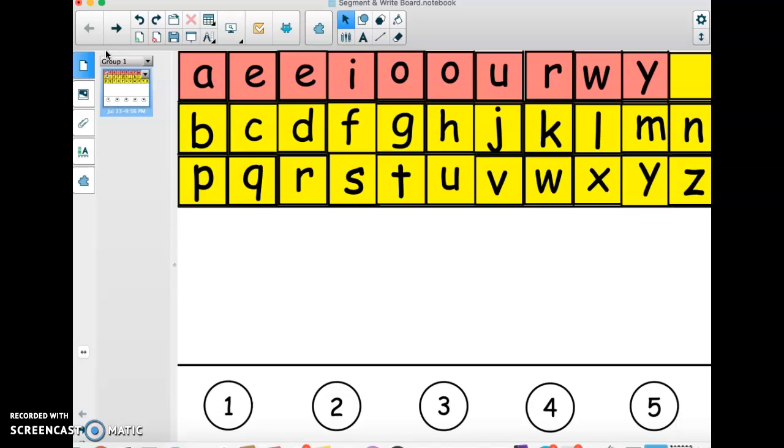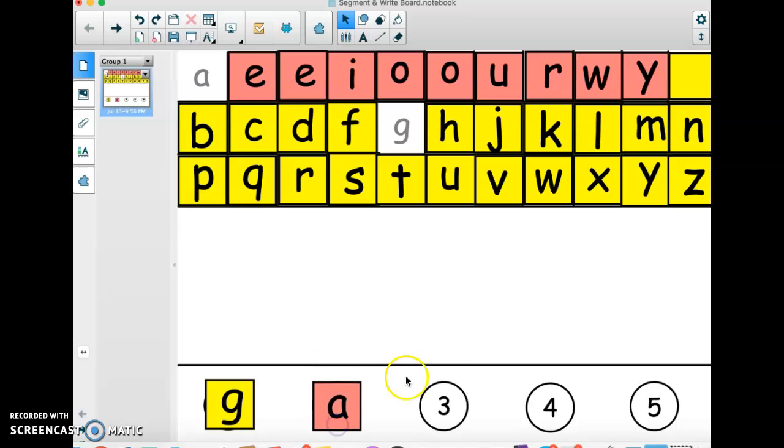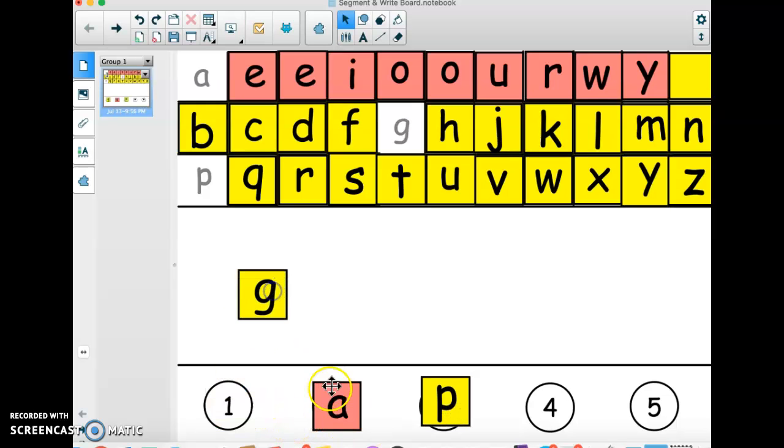Gap. Now, what's the first sound in gap? That's correct. You heard the sound. You may spell it. The next sound. Gap. The next sound, that's correct. You heard the sound, you may spell it. And the last sound, gap. Good, you heard the sound, you may spell it. All right, now we're going to push these letters together to play old word, new word.